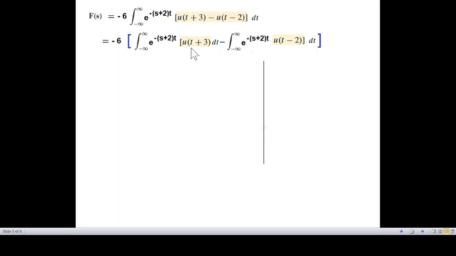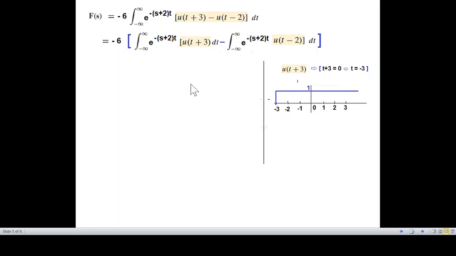Okay, now we'll understand what is u(t+3) means and what is u(t-2) means, as we did in the previous case. So for u(t+3), we put t+3 is equal to 0. That means t is -3. That means this function will start from t is equal to -3, so it will start from somewhere here, as shown here. So starting from -3 and going all the way to positive infinity.